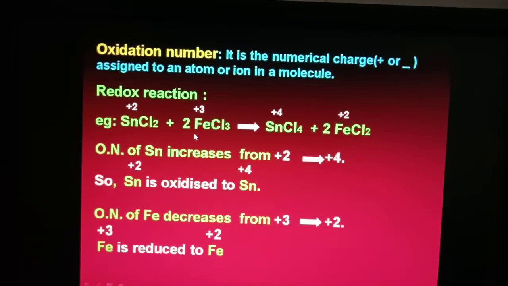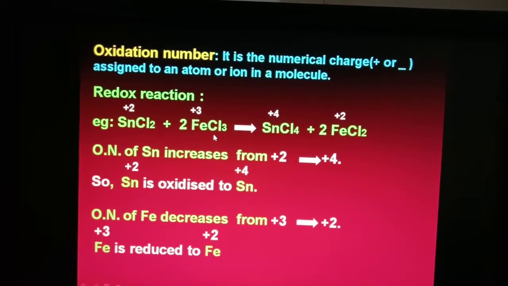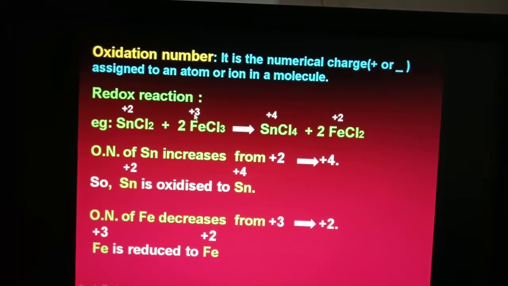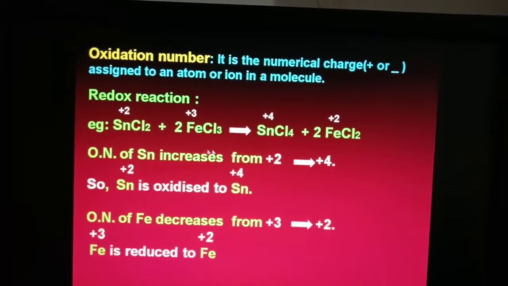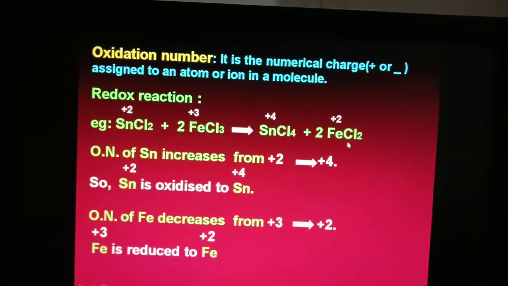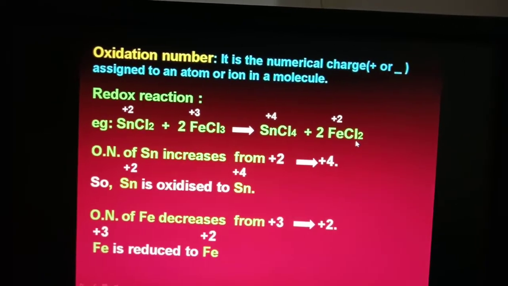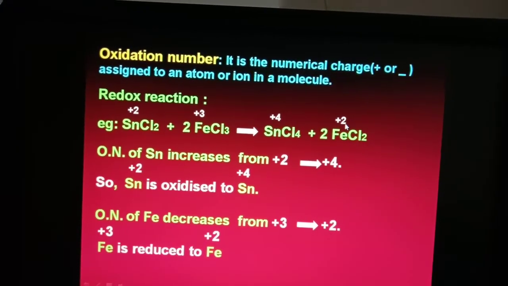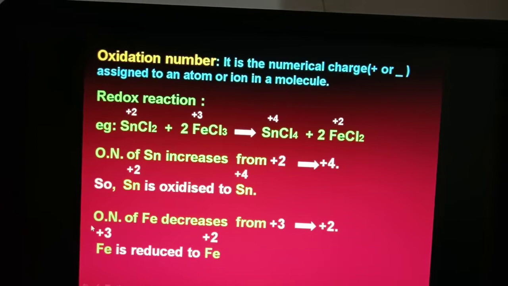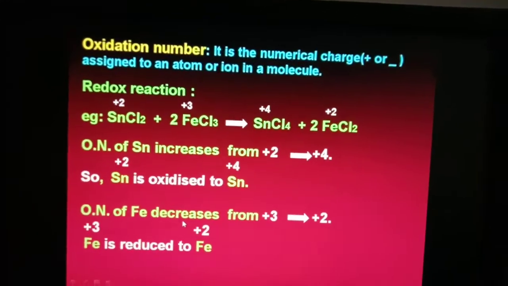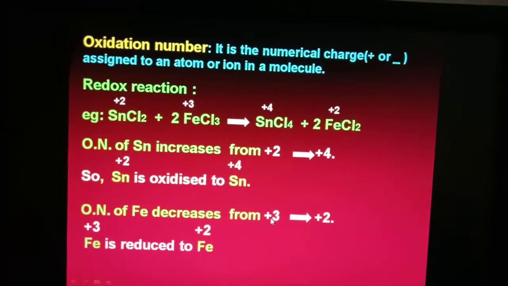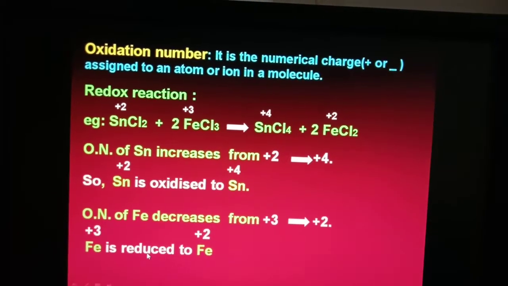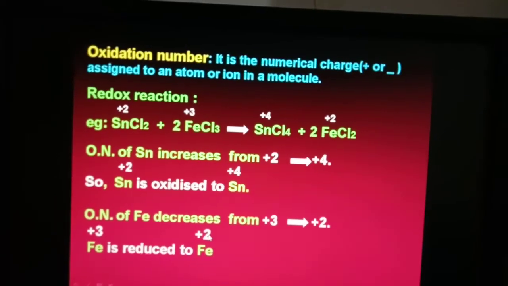We also find in FeCl3, oxidation number of Fe is plus 3. When the reaction is performed and product obtained is FeCl2, oxidation number of Fe changes to plus 2. That means oxidation number of Fe has decreased from plus 3 to plus 2. So Fe is reduced from plus 3 to plus 2.